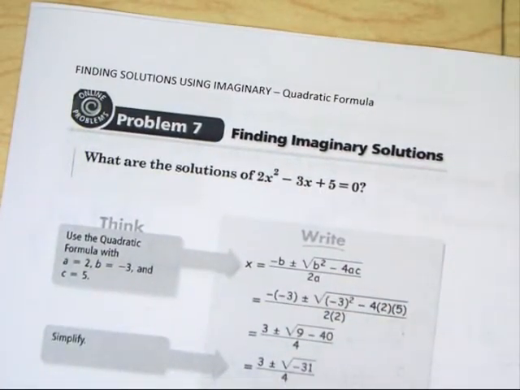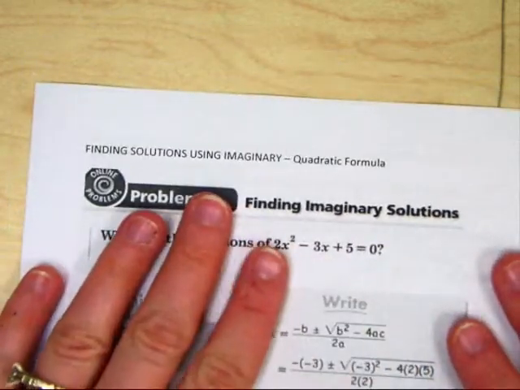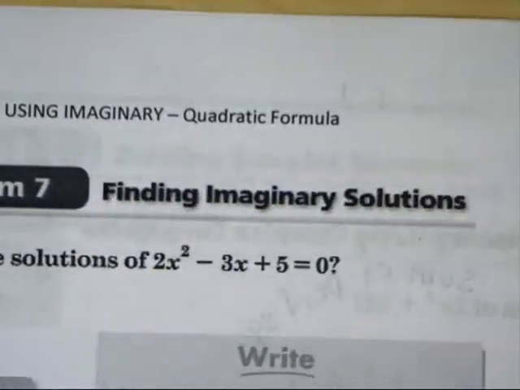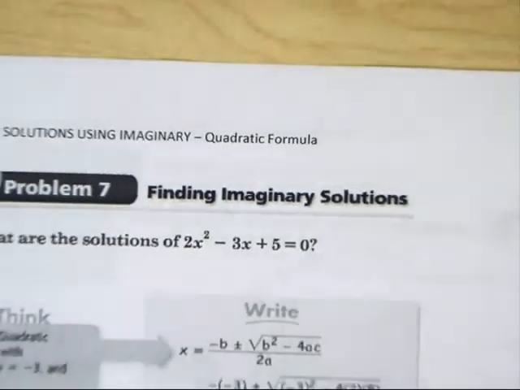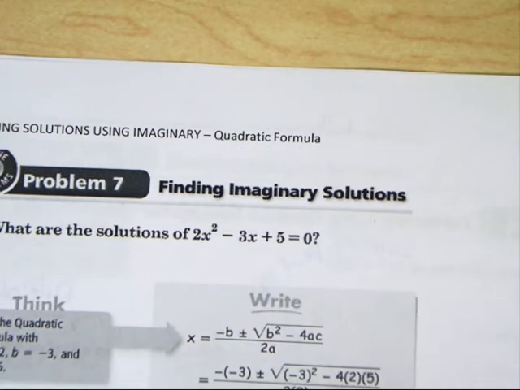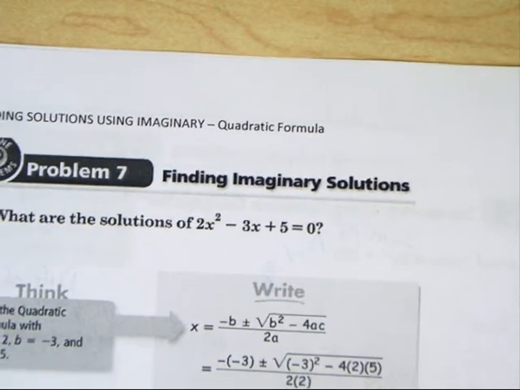We're on the last page, and now I think this is actually one of the easier pages of your notes. Finding solutions using imaginary numbers. You're still going to use your quadratic formula. So if you kind of miss the quadratic formula, it's back. And it's really going to be pretty simple. We talked about the basics of imaginary numbers, and you're just going to apply that into your quadratic.